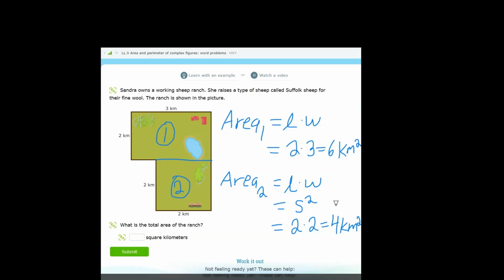Okay. The last step, right? So the top area is 6, the bottom area is 4. So the last thing we're going to do is just add them up to get our total area. 6 plus 4 is 10. So our final answer is 10 kilometers squared.